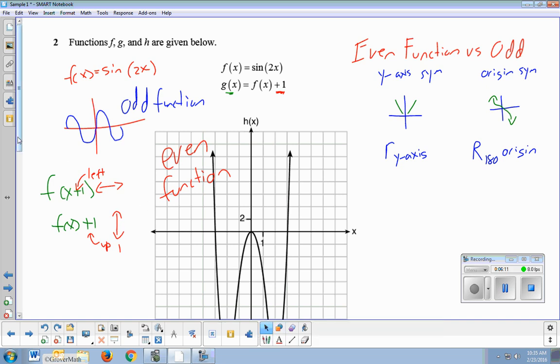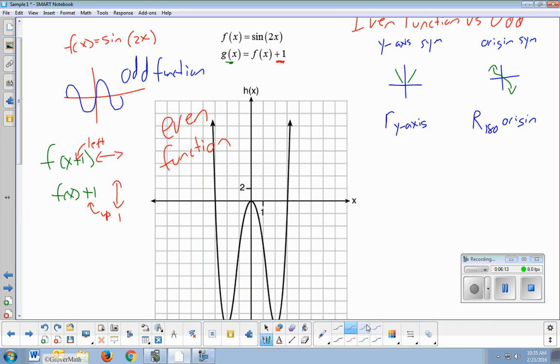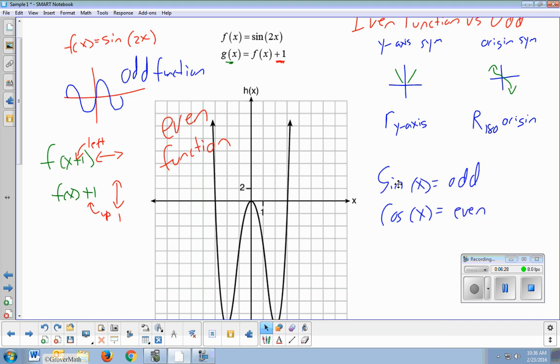So the sine function is an odd function. Let me write this down again. Sine of x is odd. Cosine function is even. But these are the basic functions, and if you change the amplitude or the frequency, that's not really going to change anything about sine and cosine being odd and even functions. The thing that would prevent these from being odd and even functions is transformations, translation specifically, of moving it up, down, left, and right, and so on.